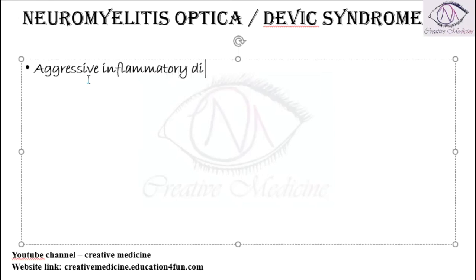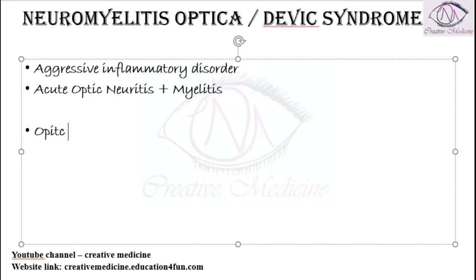It is also a variant of multiple sclerosis, but predominant acute optic neuritis is one of the important features of neuromyelitis optica, along with the features of myelitis. Here in neuromyelitis optica, the optic neuritis is present, and these attacks of optic neuritis are in most cases bilateral, but they can also be unilateral. Mostly they are bilateral, and myelitis is also present.